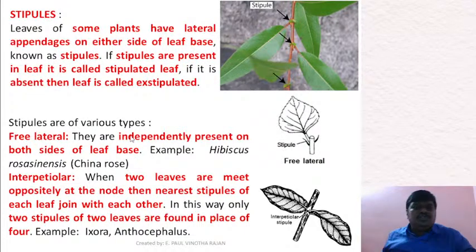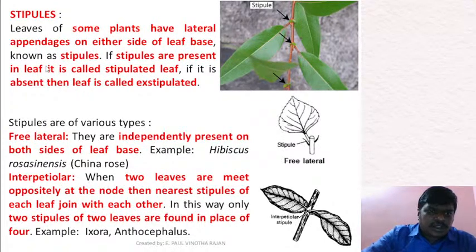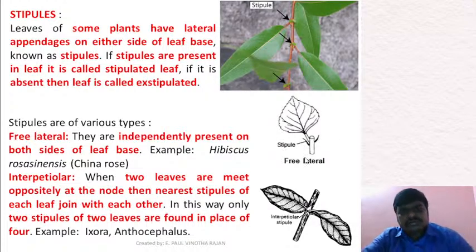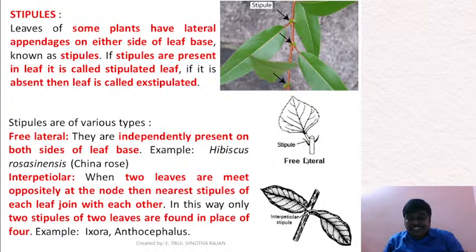There are different types of stipules. Free lateral: it will be free, lateral to the petiole. This is the leaf petiole. To that it will be lateral. They are present independently on both sides of the leaf base. That is called lateral.